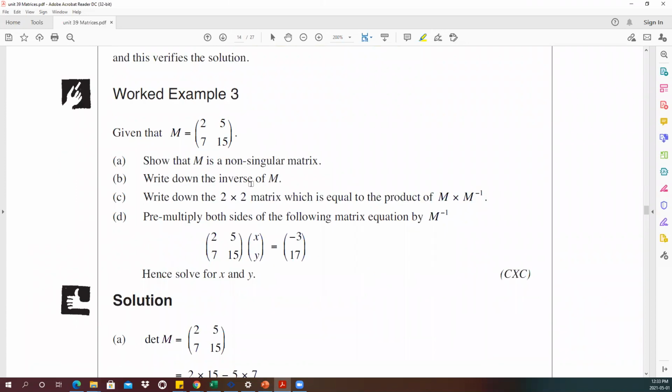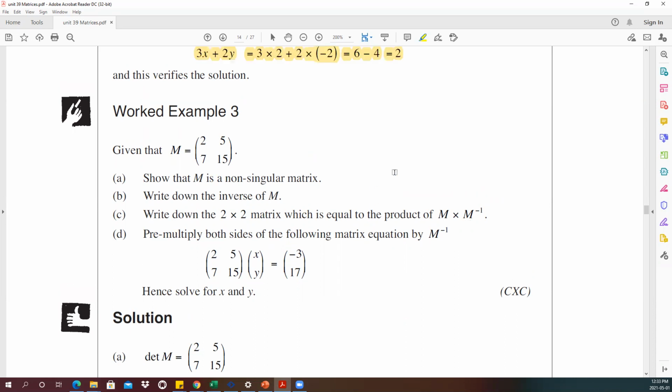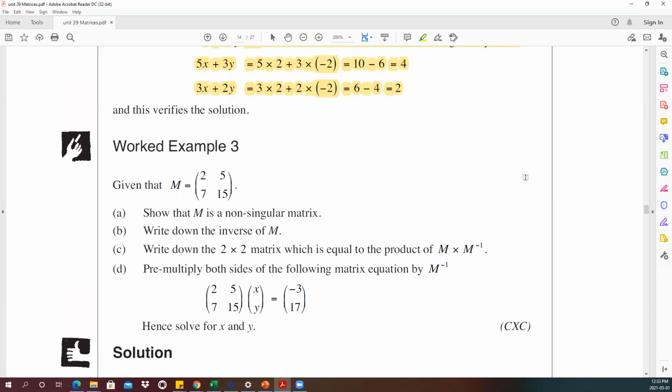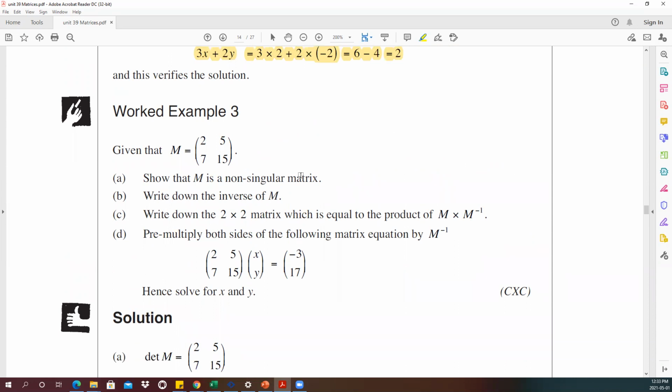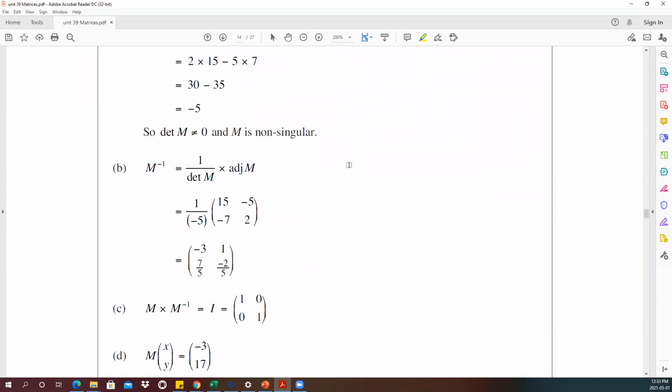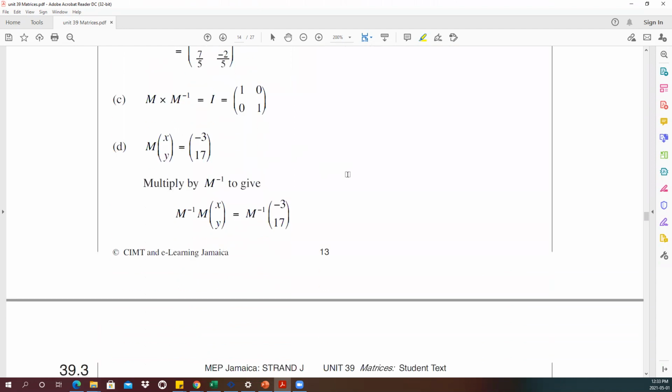Worked example 3. Given that m is equal to 2, 5, 7, 15, show that m is non-singular. Write down the inverse of m. Write down the 2 by 2 matrix which is equal to the product of m times m inverse. Pre-multiply both sides of the following matrix equation by m inverse, hence solve for x and y. All right, even though the solution is there, let us go through it together. Maybe I can do one where the solution is not given.